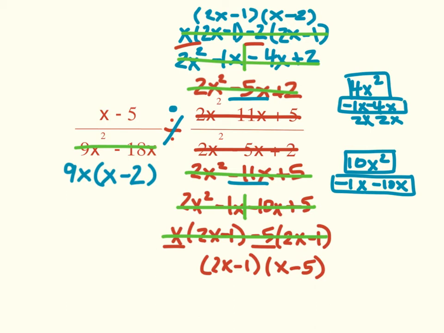Okay, so what can we now make a 1 or cancel out? We see an x minus 5 here and an x minus 5 here. We see an x minus 2 here and an x minus 2 here. And we even see a 2x minus 1 here and here. When all of this is said and done, our final answer for this division problem that we started with is 1 over 9x.